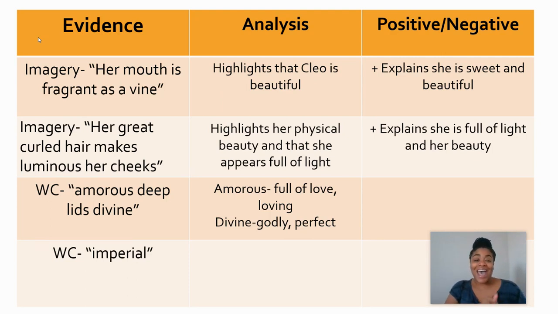All right, scholars. So I have broken down these two words that the author used to characterize Cleopatra. Amorous meaning full of love, loving, and then divine. Now, scholars, we have talked about divine a lot, meaning godly. Something that is perfect or God-like. So those are the synonyms to help me explain and break down the evidence that I use. Now, what's my next step? Yes, I need to determine if it has a positive or negative connotation when characterizing Cleopatra.